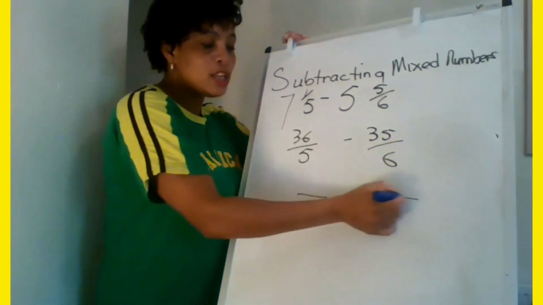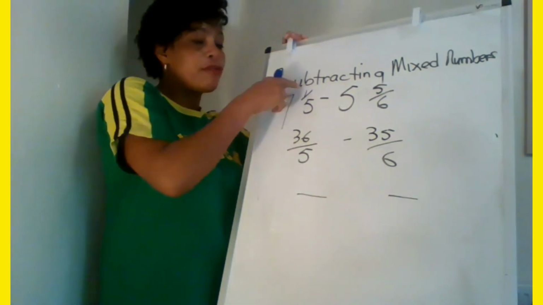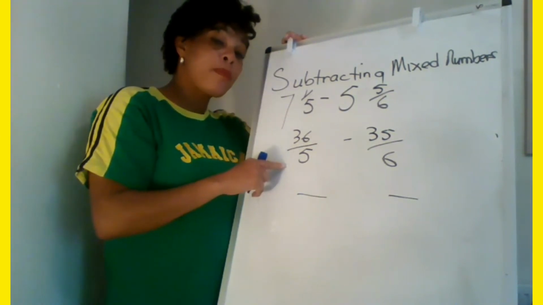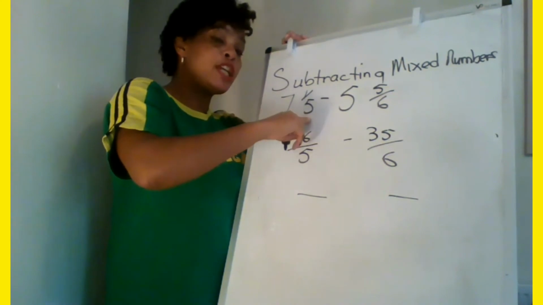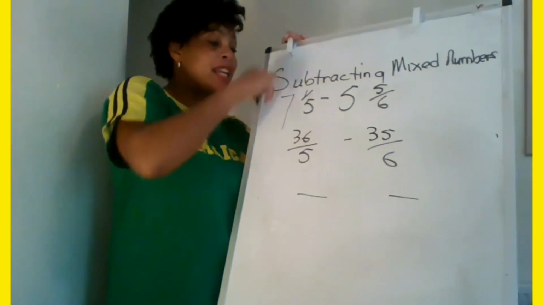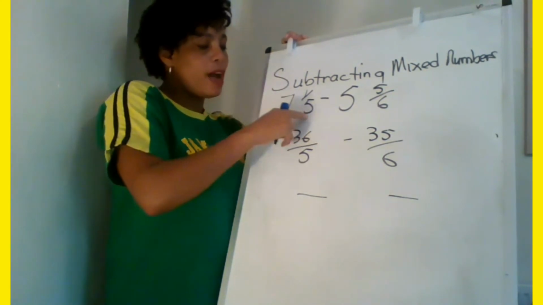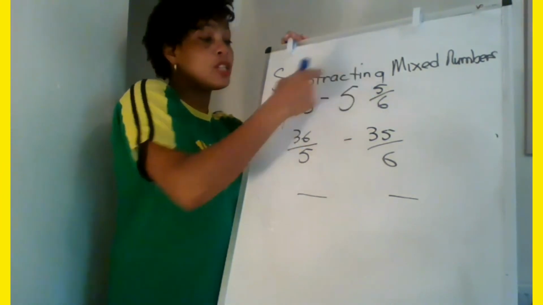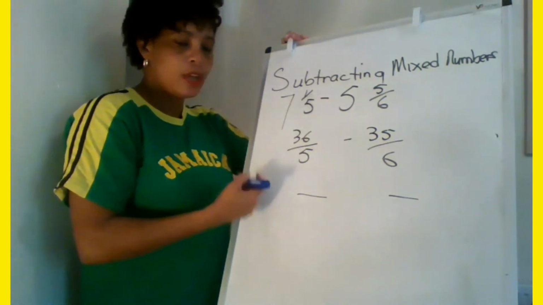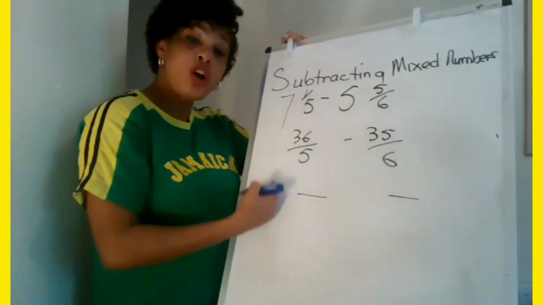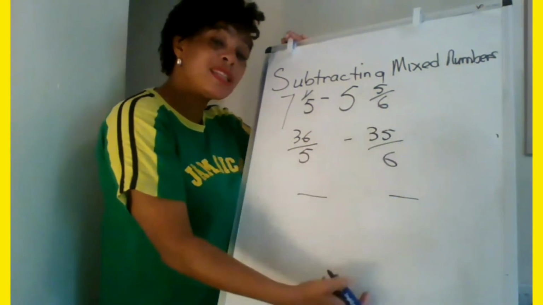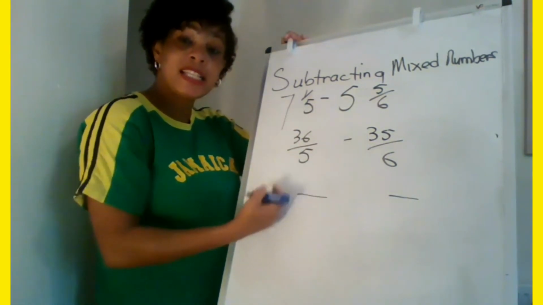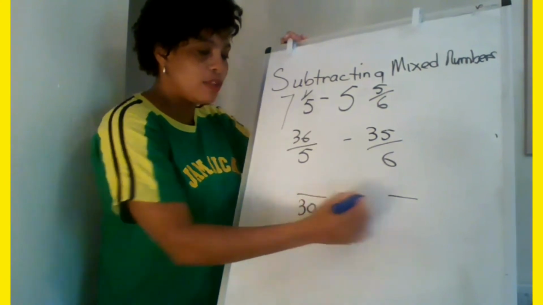We've got to make the denominators the same, so we have changed it from mixed number to improper fraction. To change from mixed number to improper fraction, we multiply the denominator by the whole number and add the numerator. So 5 times 7 is 35, add 1 is 36. 6 times 5 is 30, add 5 is 35. Now we need our lowest common multiple. So we search the 6 times table and the 5 times table. Look for the first number that I can see that is in both of them, and that's going to give us 30.